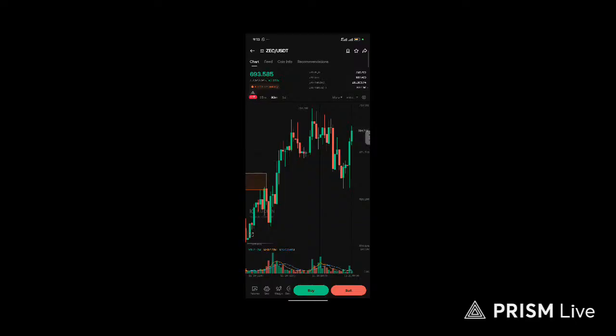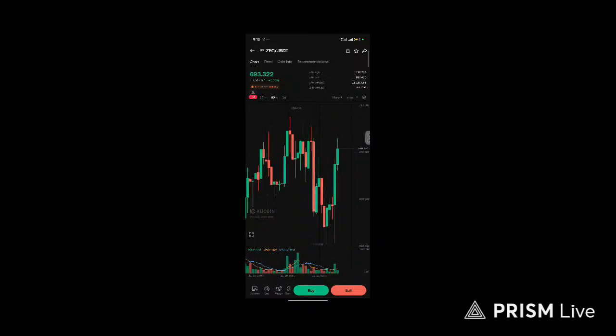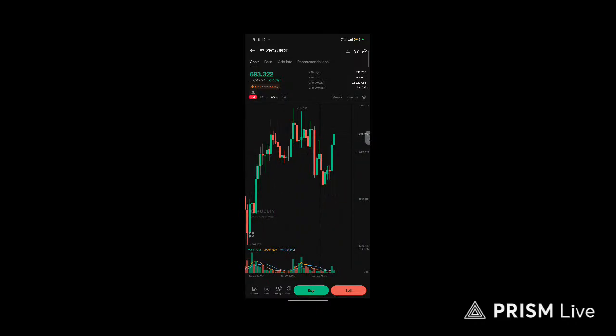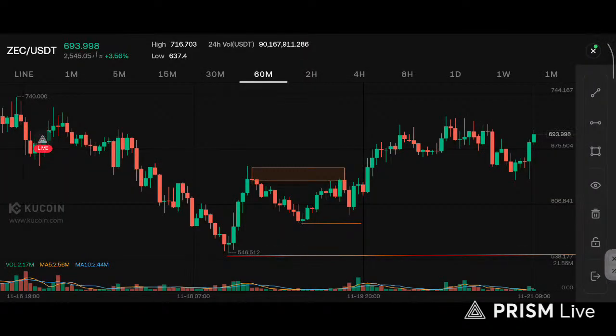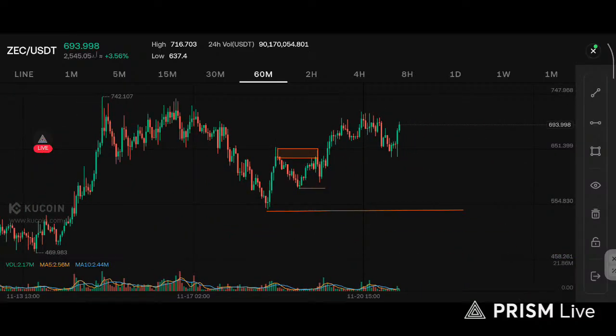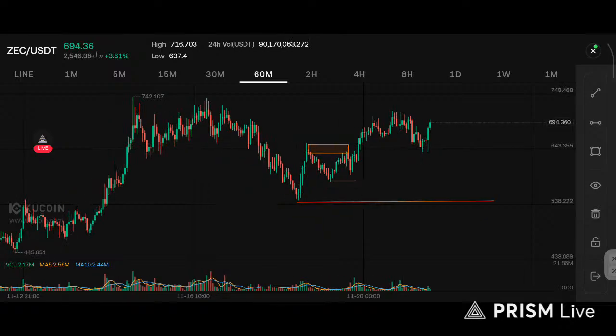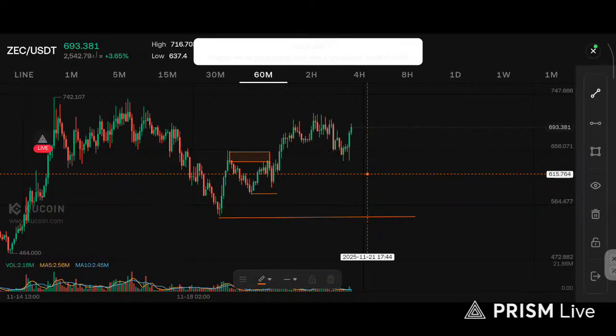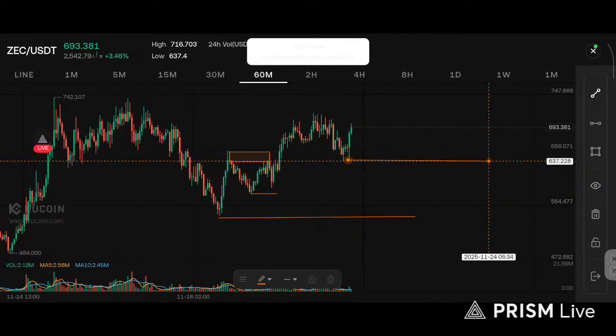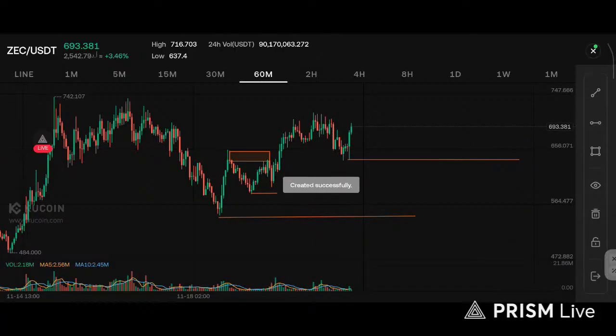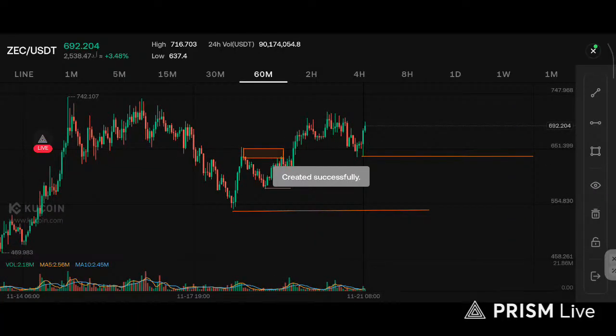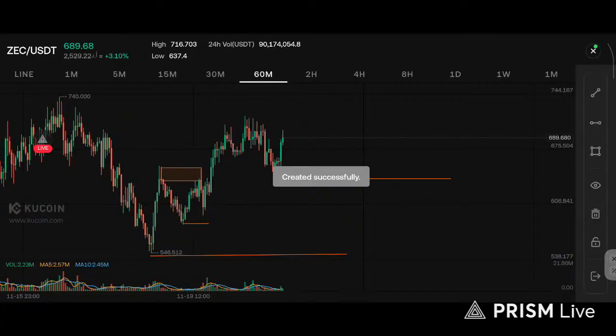See, buyers are trying to push the market higher. Buyers are trying to push the market higher. So let's wait for it. There's another liquidity here showing that buyers are in control.